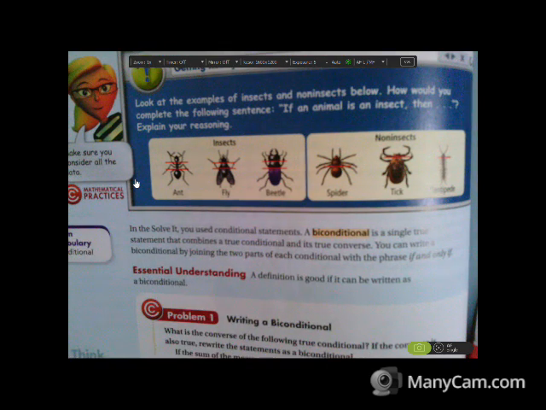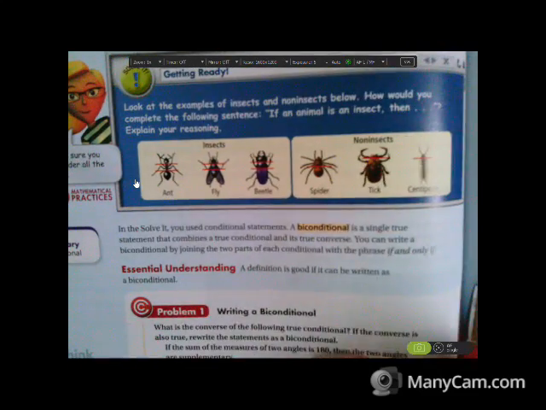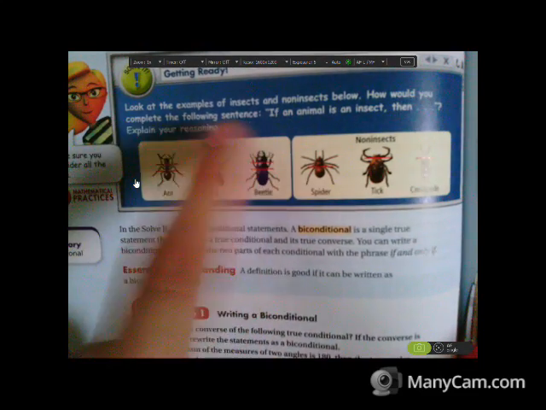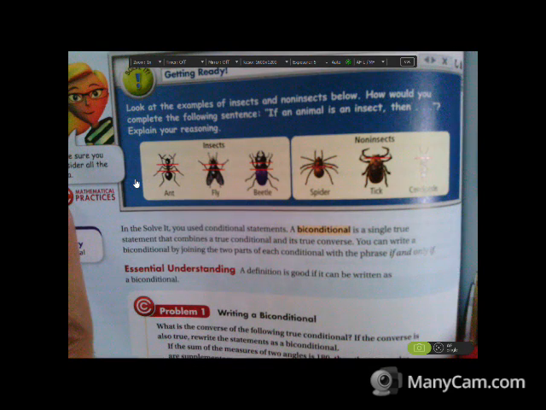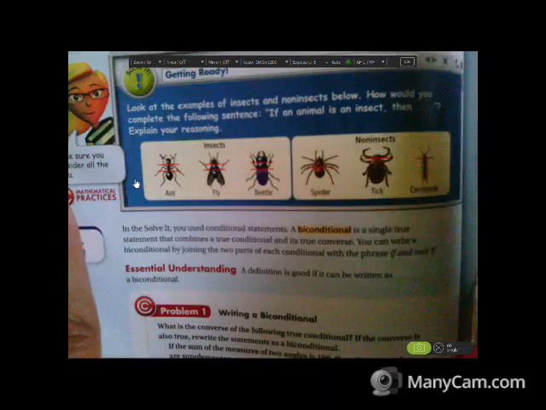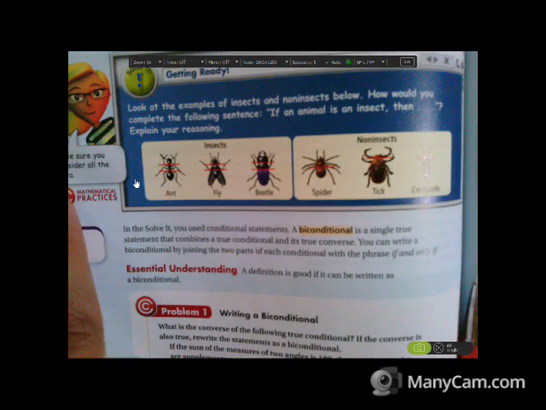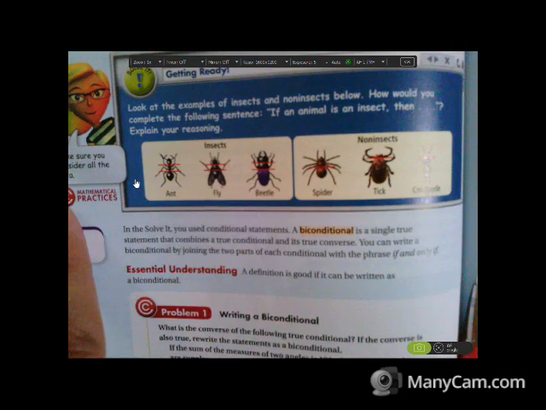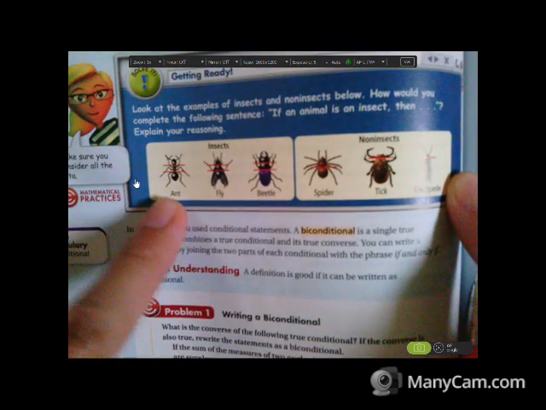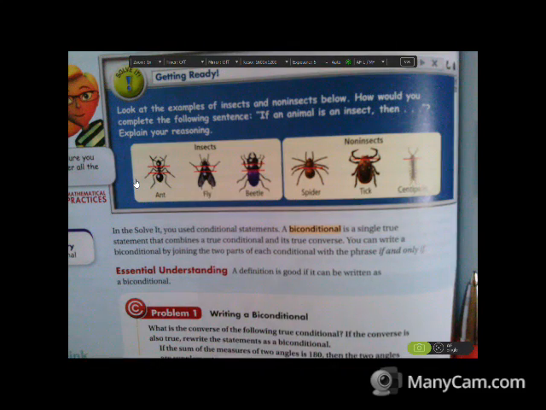Alright, so we are in 2.3 biconditionals and definitions. So let's look at the solve it. Look at the examples of the insects and non-insects below. How would you complete the following sentence? If an animal is an insect, then blah blah blah. Explain your reasoning.